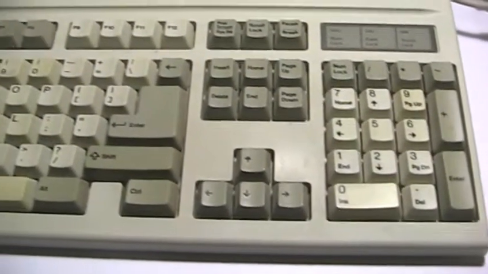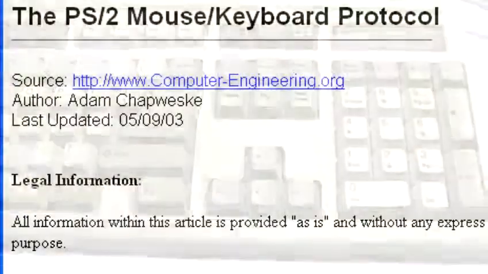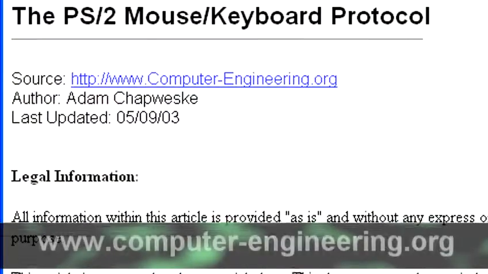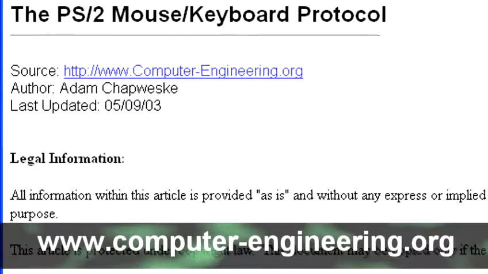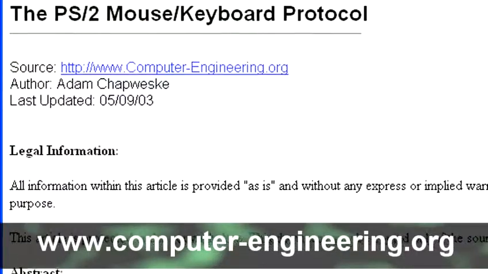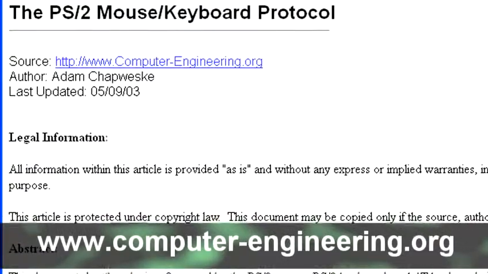Now, since I've never added a 101 keyboard to an embedded design, my first step was a web search to dig up some documentation. I did find one wonderful resource, which is located at computerengineering.org, that provided nearly everything I needed to get started. You can find a link to this resource in the video description.